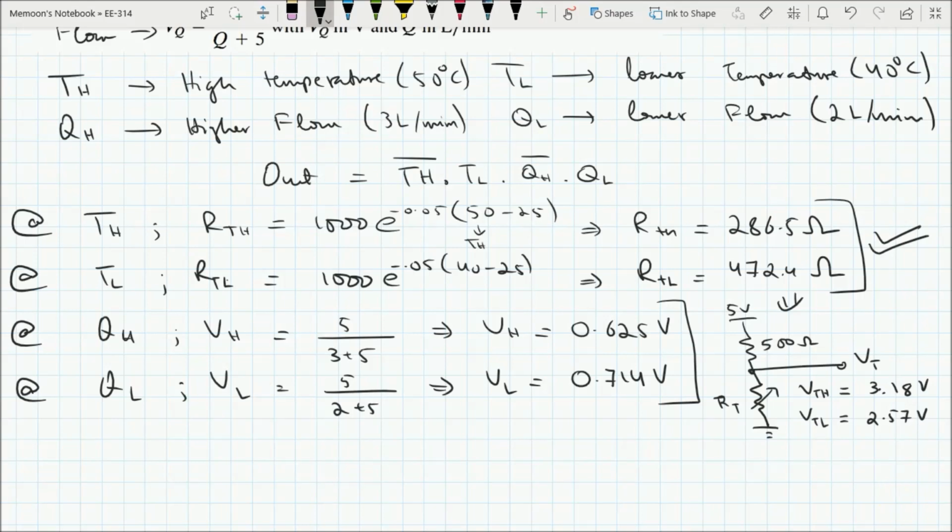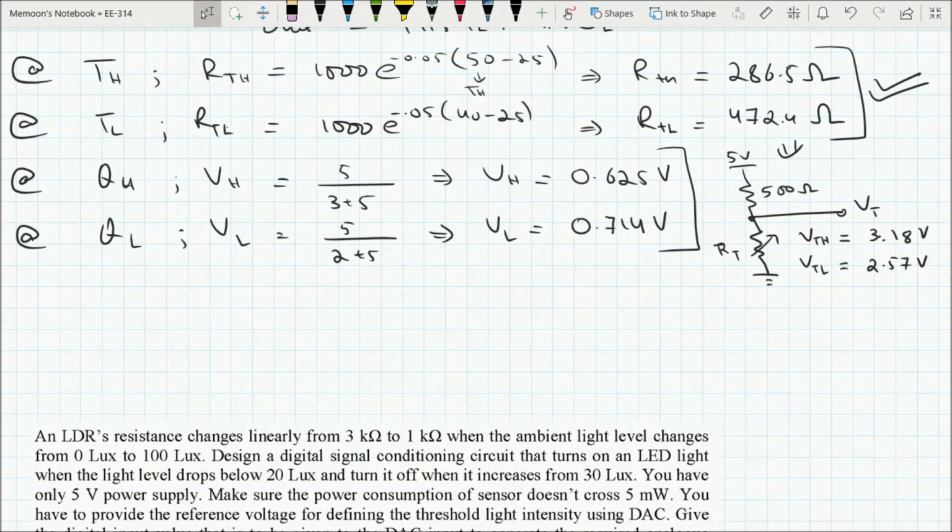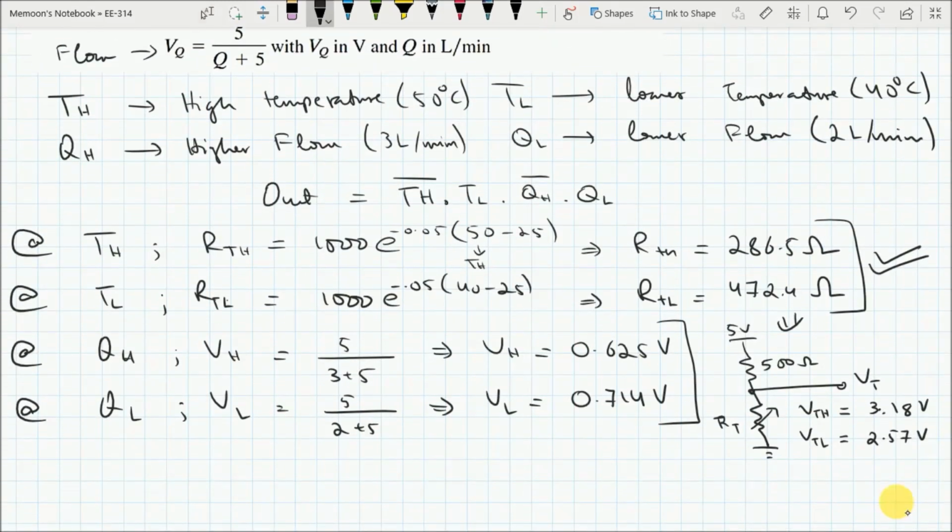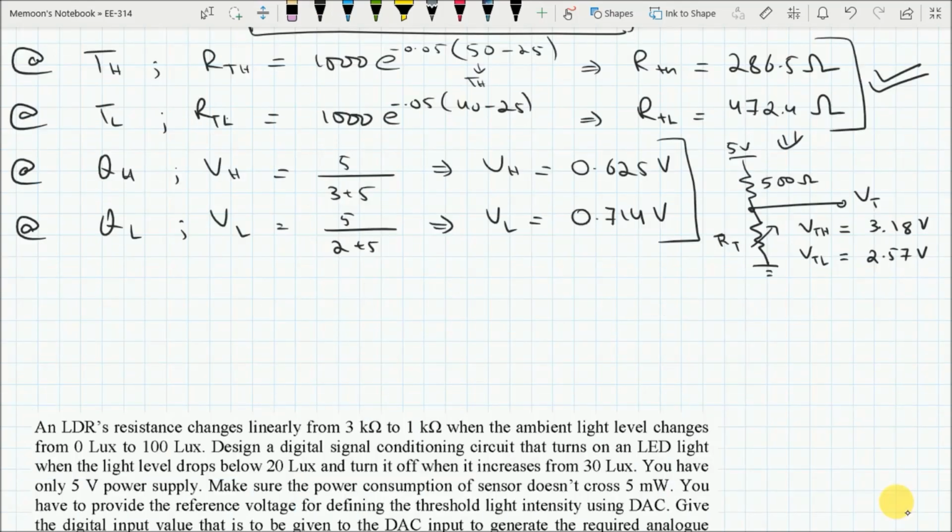Now we have voltage outputs for both temperature and the flow sensors. So let's proceed with making the actual circuit and implementing this Boolean expression that we just derived here in this box as equation 1. So let's just use 4 comparators for 4 values. These two are for the temperature sensor and these two are for the flow sensor.